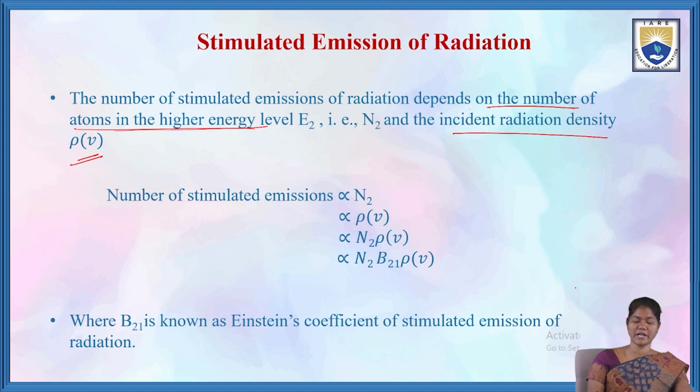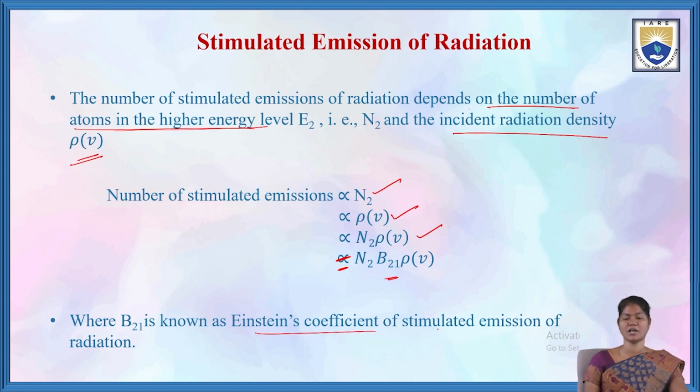So the number of stimulated emissions is proportional to N2, the number of atoms per unit volume in E2, and it is also proportional to the incident radiation density, which is stimulating the excited atom. So it is proportional to N2 rho nu, and it equals N2 B21 rho nu. Here B21 is Einstein's coefficient of stimulated emission of radiation.